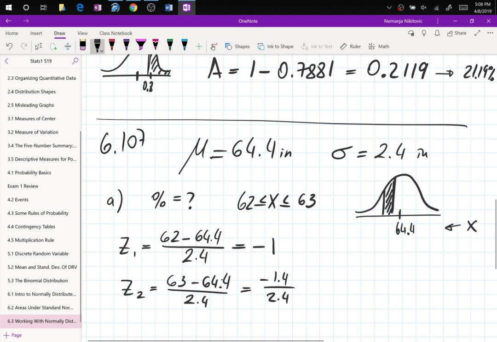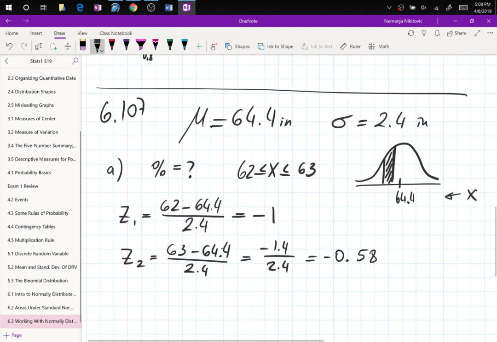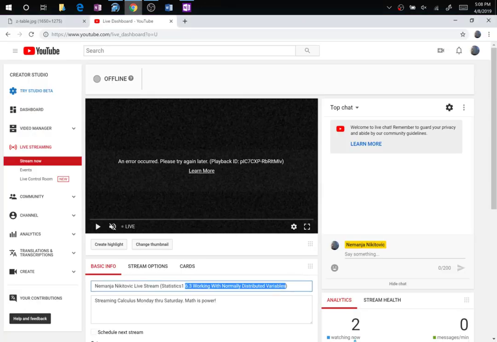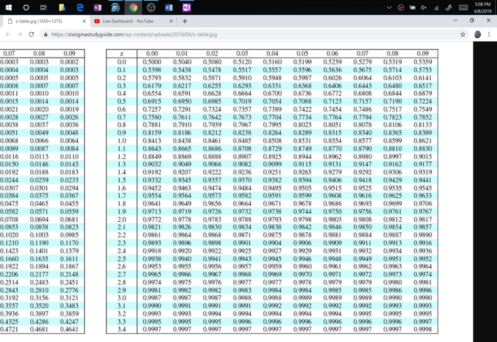And we get negative 0.58 and then 3333. But remember, your z-scores are only 2 decimals, so writing 3's forever makes no sense. So area between two curves, we need a z-score, I mean area from z2 minus area from z1. So area from z2, that's negative 0.58.